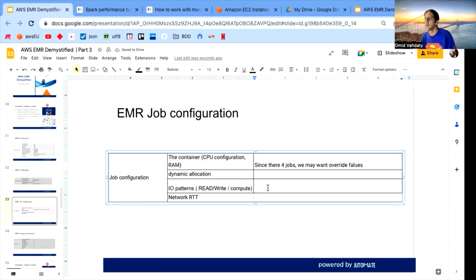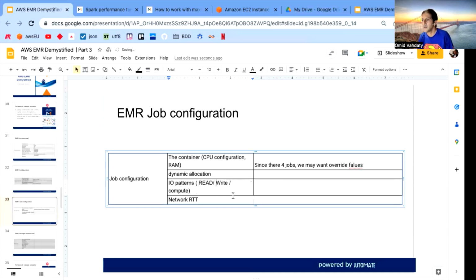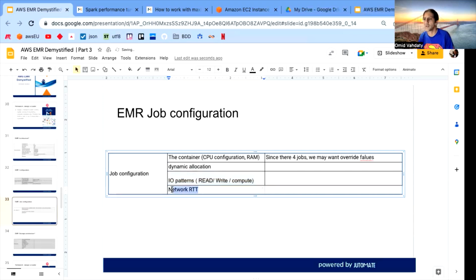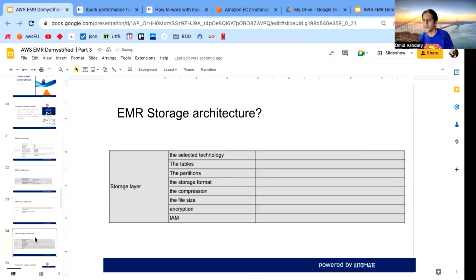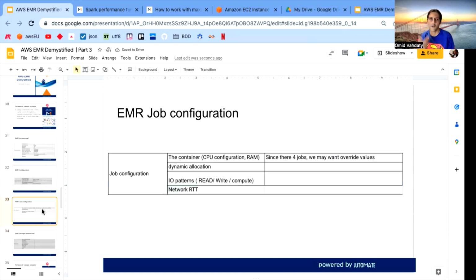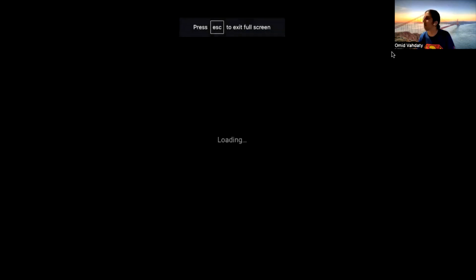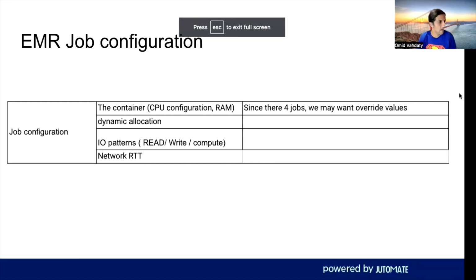And what we should know about the job is the IO pattern. Is it read intensive, write intensive? Is it compute intensive? So it will make sense to know what to do, how much round trip time there is on the network, and so on and so forth. But this is unfortunately something you can do only after you run the job at least once. Thank you, John, for your comment.